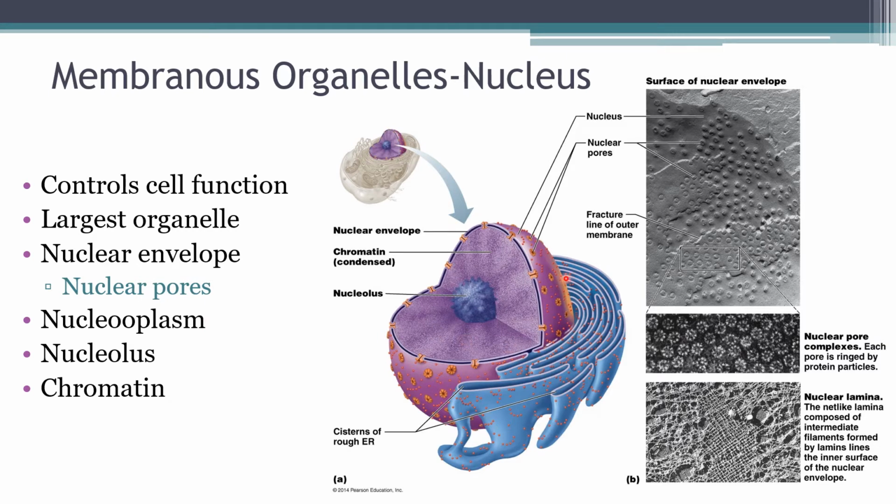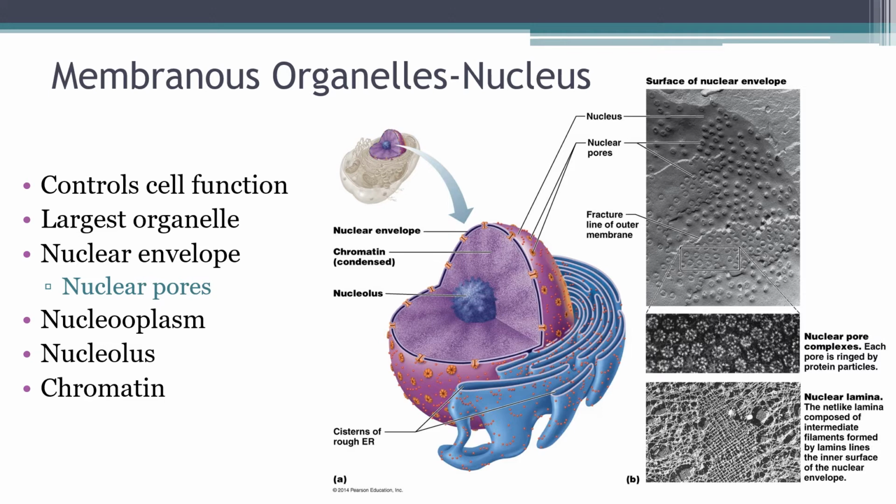Now, inside the nuclear envelope, you're going to have a liquid that fills the nucleus called nucleoplasm. And inside this nucleoplasm, you're going to have a nucleolus, which you typically see also with a light microscope as a dark spot inside the nucleus. That nucleolus produces components that make up ribosomes and a form of RNA called ribosomal RNA or rRNA. And then throughout the nucleoplasm, you're going to have this substance called chromatin.